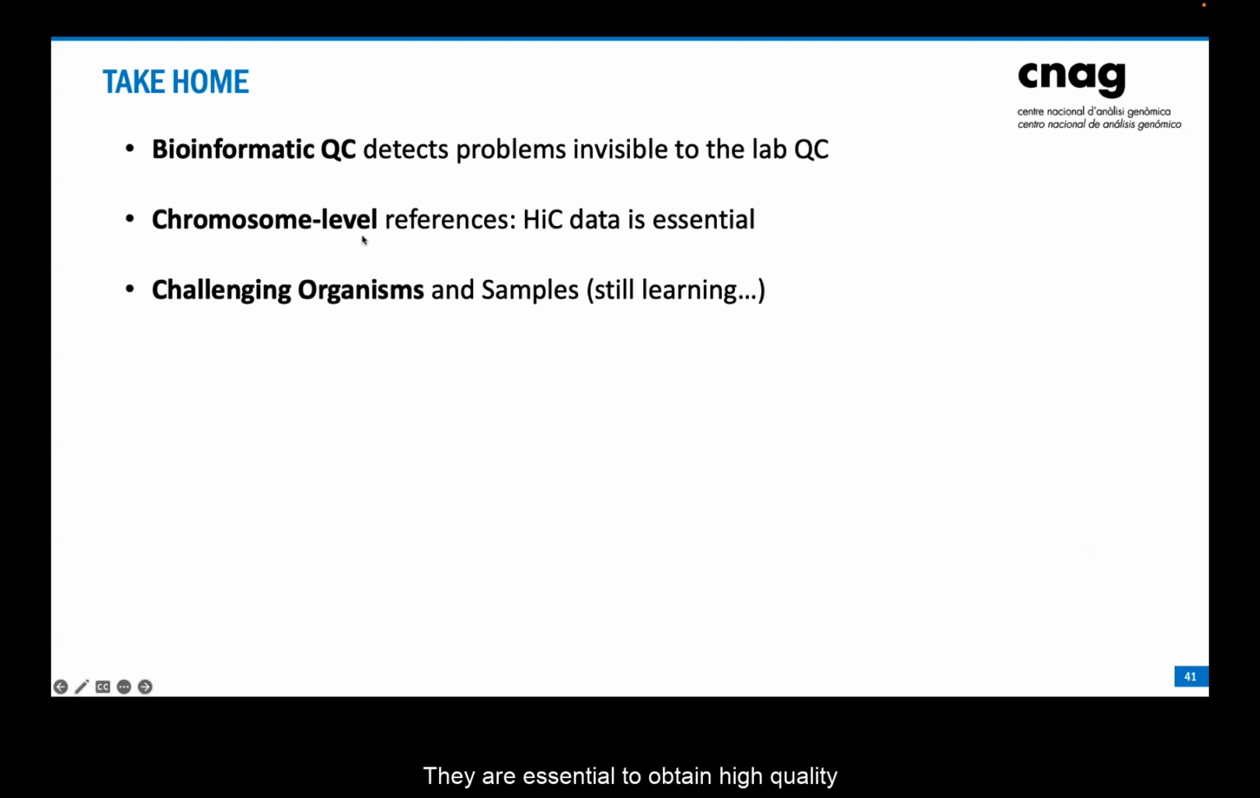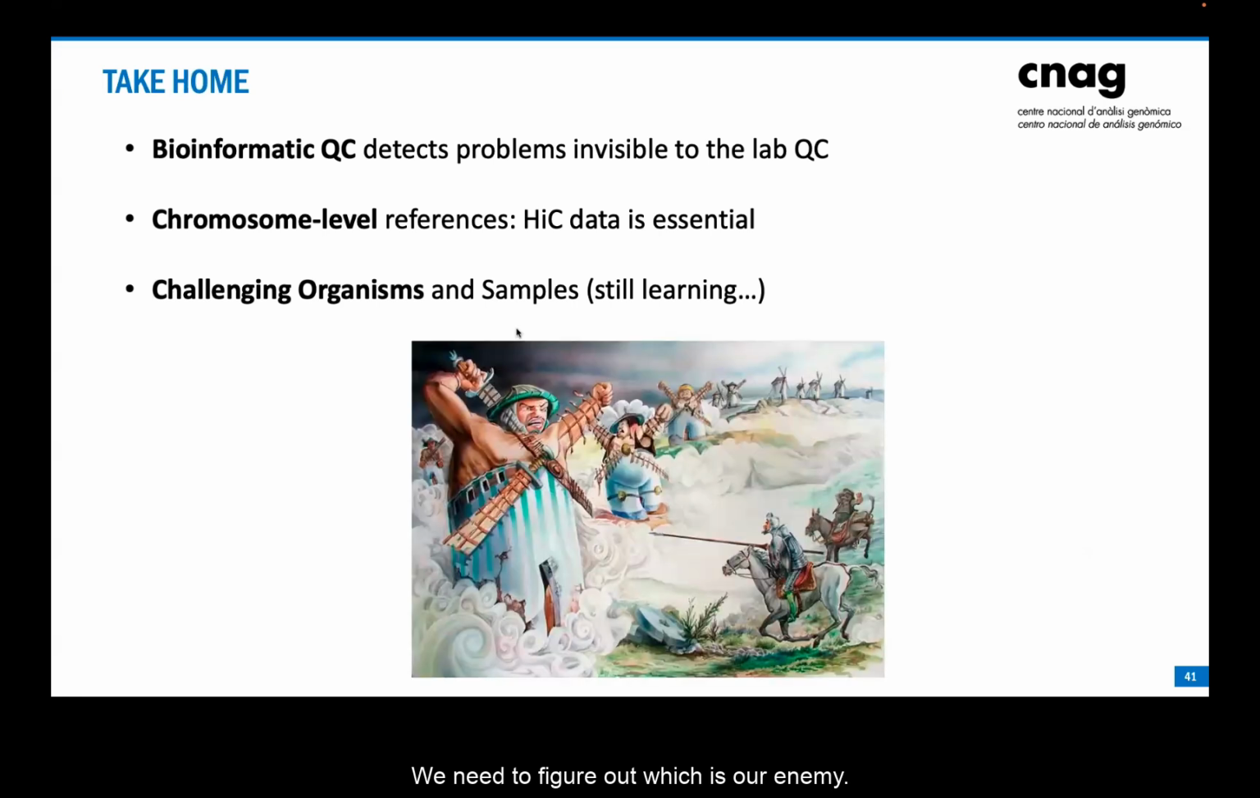They are essential to obtain high-quality chromosome-level references, but still, with challenging organisms and samples, we are learning, both how to assemble and how to prepare the HiC libraries. And often we don't know exactly what the enemy is, because we don't know what the problem is. We need to figure out what our enemy is, okay? Thanks for the attention, and feel free to ask questions and make comments.